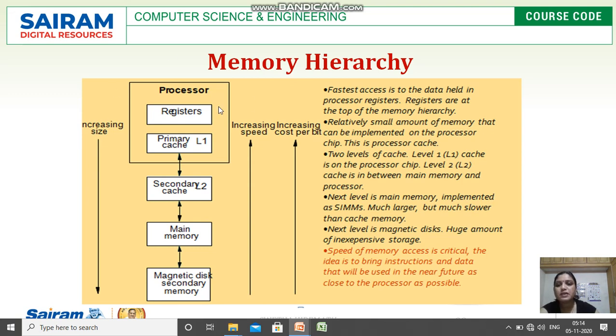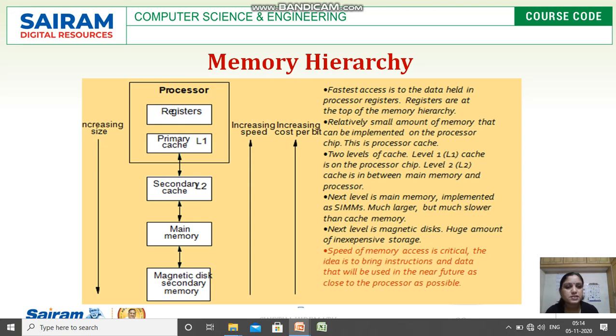Registers come in the first position; they are costlier, the speed is very high, and the size is small. The primary cache present in the processor has lesser speed when compared with the registers, the cost is a little less, and its size is more. The secondary cache is larger than the primary cache, and size increases while speed and cost decrease. The main memory comes below the secondary cache, and the magnetic disk secondary memory comes below the main memory.